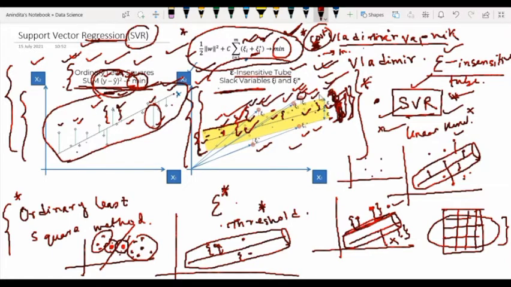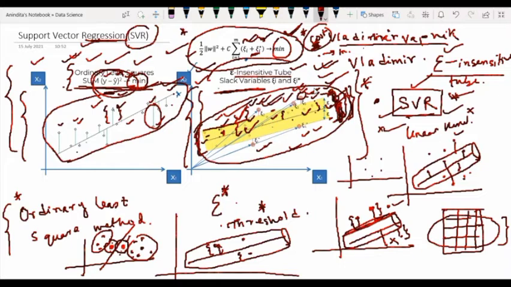Because they are the components that exist outside the tube, they are supporting the formation of the tube. How the structure of this tube will look is totally dependent on the orientation of these points. That's why the points that belong to the external part of this tube are known as support vectors. So this is the basic concept of support vector regression.